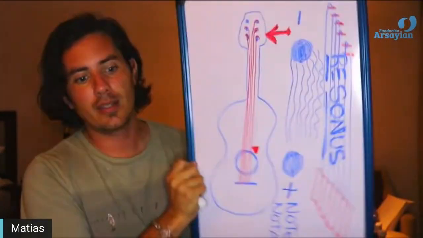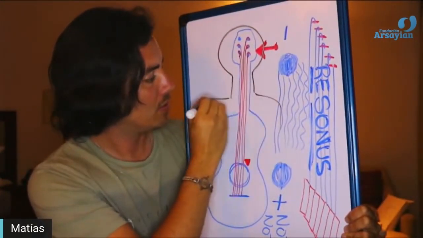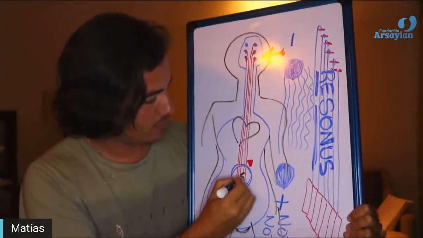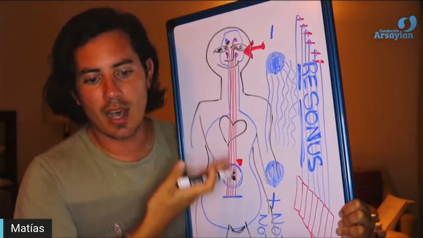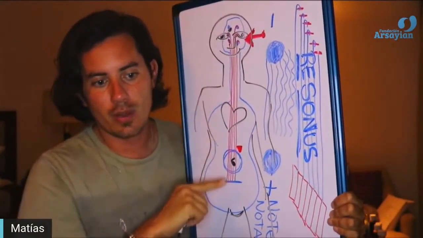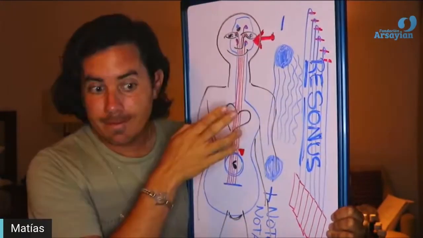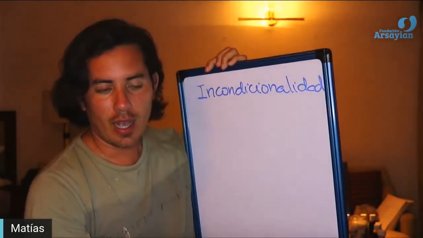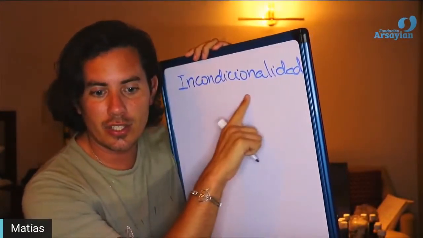So we can understand here that we have the instrument. So this is our instrument: body, soul, and spirit. And tuning the strings. How can we tune all this? With unconditionality.